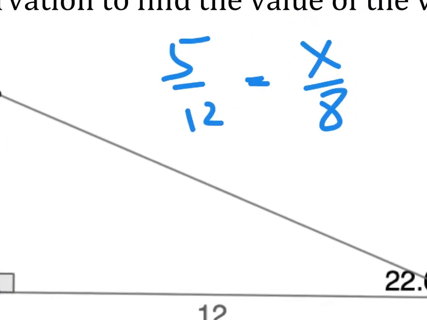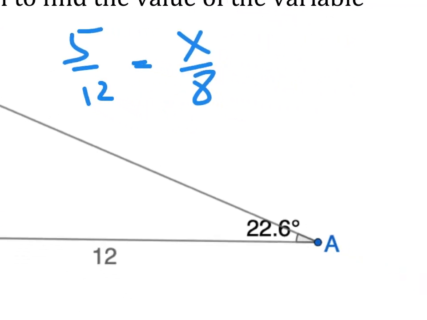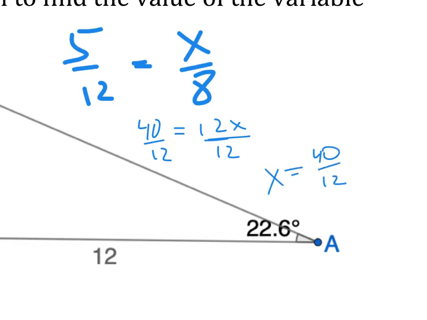So we can solve that pretty easily now. Cross multiply, and we have 40 equals 12x, and we'll divide by 12. Now we've got x is 40/12, which is 10/3.